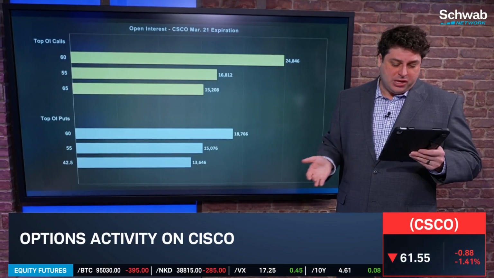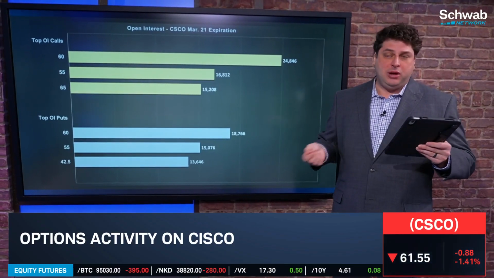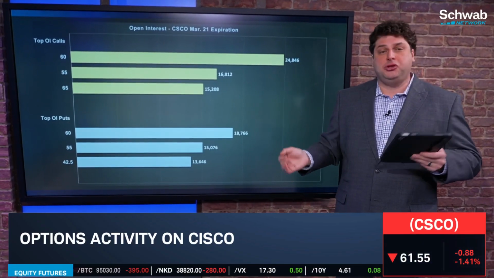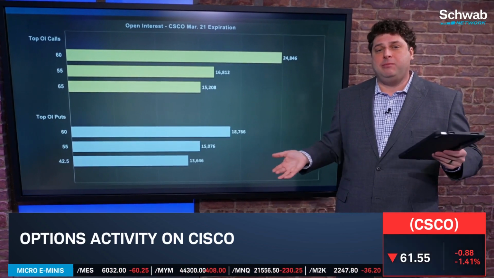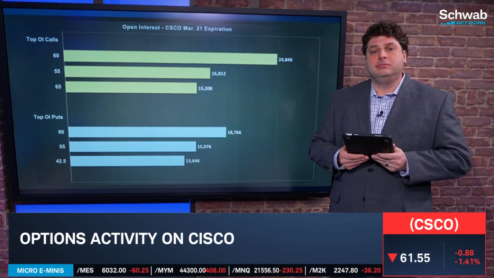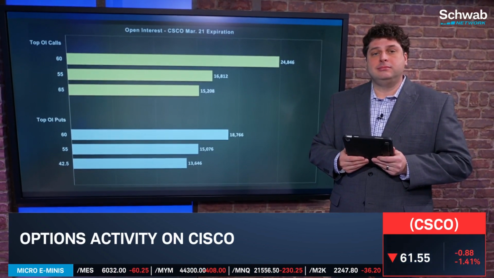Biggest single trade was a trader bought the February 21st 62.5 calls. It was a $288,000 debit bullish trade. All right, Rick Ducat with the options activity and the chart for Cisco.